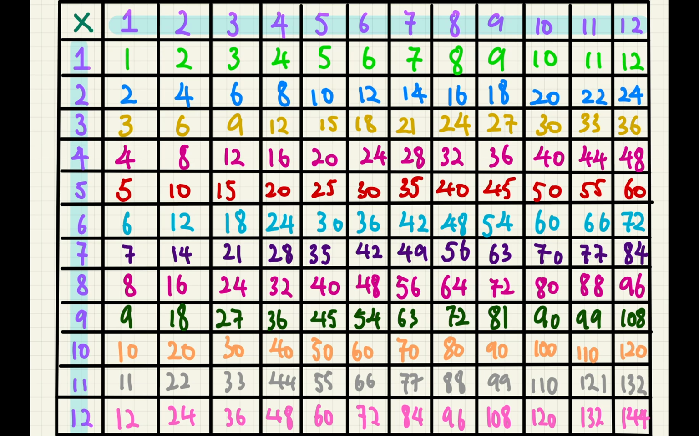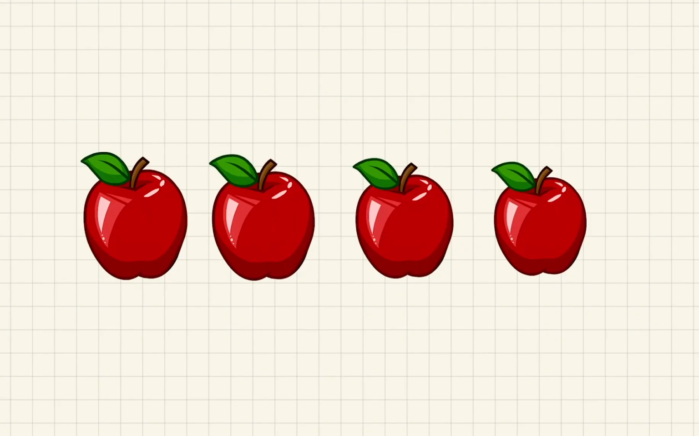If you don't remember or are not sure about what the answer of the question is, you can refer back to the completed multiplication table that we did. Here we have 4 apples. Let's count how many we have in this group. 1, 2, 3, 4. So we have 4 apples in this group.